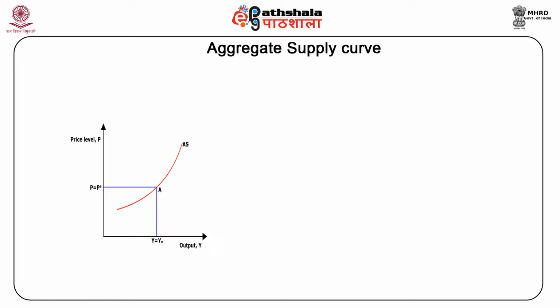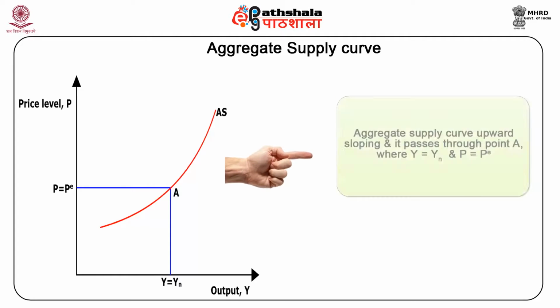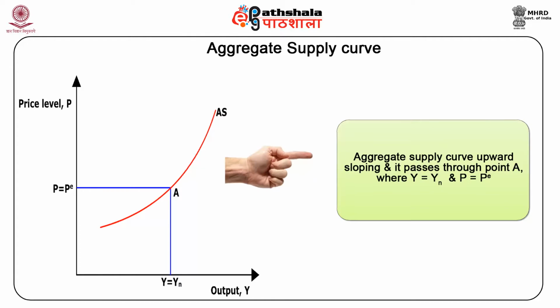The relation between the price level P and output Y for a given value of expected P is represented by the following figure. The aggregate supply curve is upward sloping and it passes through a point A where Y is equal to Yn and P is equal to P^e.